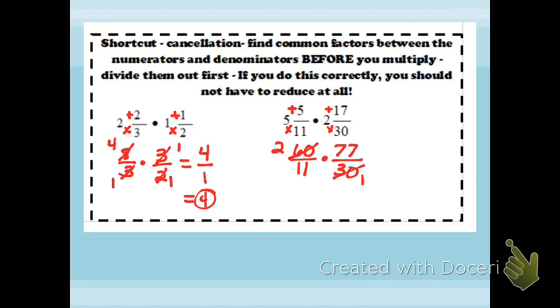Tell me. 11 and 77 can be divided by 11, right? So 77 and 11 can both be divided by 11. So 11 divided by 11 is 1. 77 divided by 11 is 7. So 2 times 7 is 14. 1 times 1 is 1. So our answer is 14. Okay.